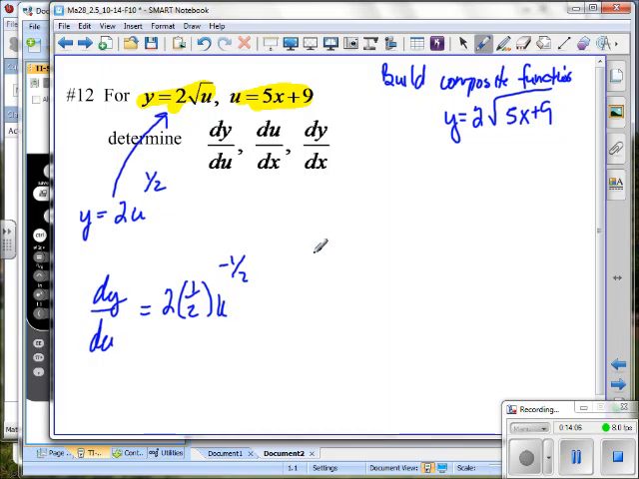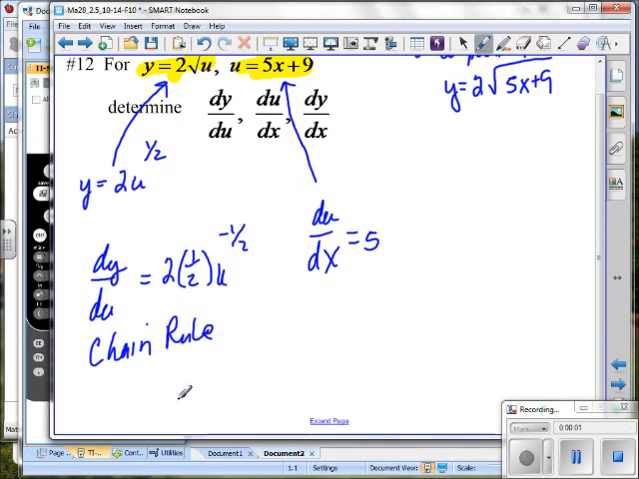If I'm going to do du dx, which function am I going to use? I'll look for the one that has the input of x and the output of u. So that's going to come from this one. And so du dx is simply 5. Okay. Oh, thank you. Chain rule.